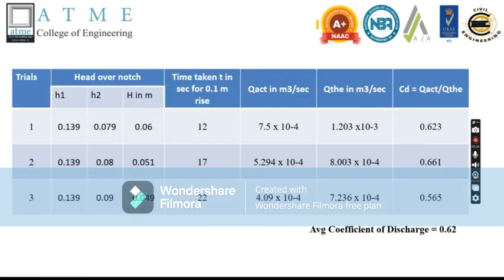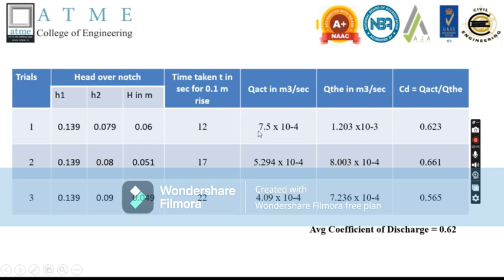So this is the tabular calculations. After noting down the values of H1, that is H1 remains constant for all the 3 varying conditions, and H2 is noted down for varying discharges, that is for the first trial, for maximum discharge, H2 we have got 0.079, and for medium discharge we have obtained the head as 0.08, and for low discharge we have obtained the value as 0.09. So with that we can calculate the head over the notch for various conditions. And for each trial, the corresponding time taken for 0.1 meter rise of water to collect in a collecting tank has to be noted down. For the first trial we have got 12 seconds.